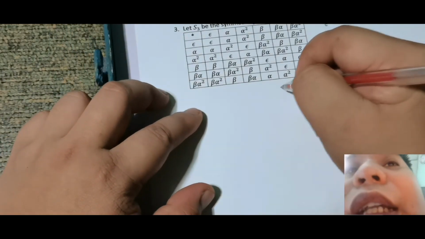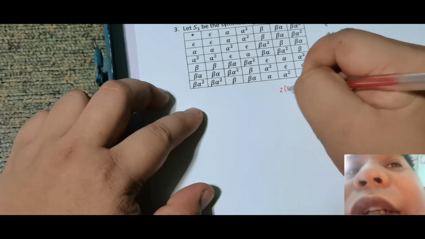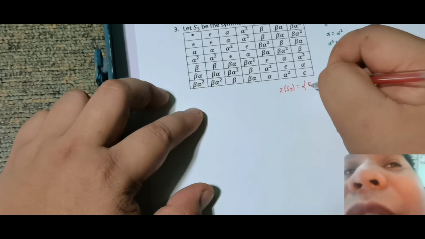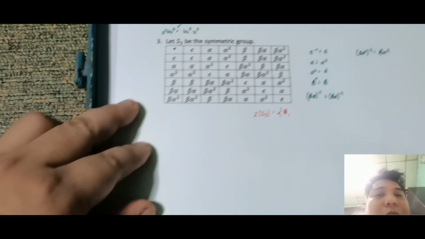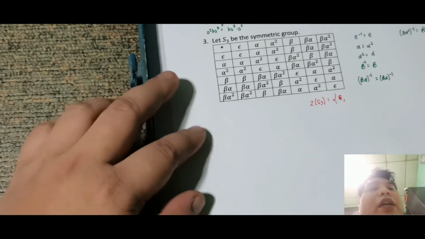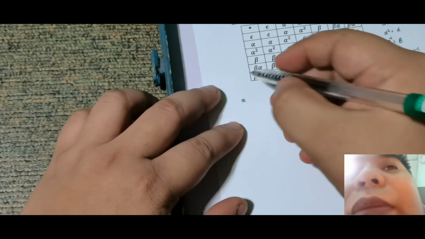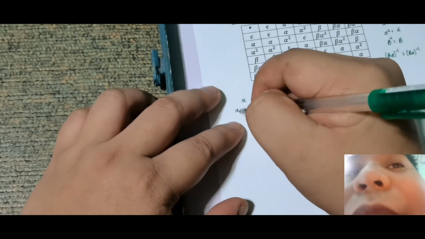So what is the center? What is the center of S3? So una, syempre, anong sabi ni sir? Si epsilon, pasok na yan, which is the identity element. Okay, so kunin natin si epsilon. Mag-start tayo kay alpha. We start with alpha.